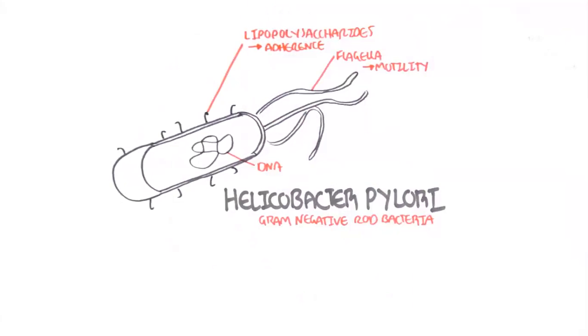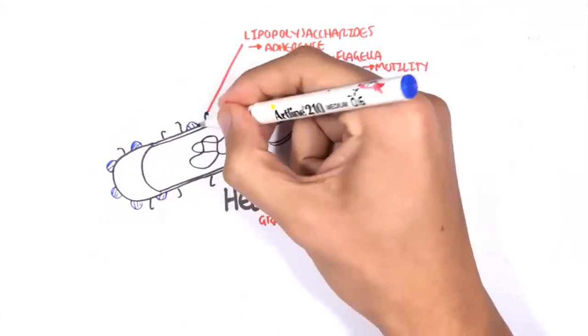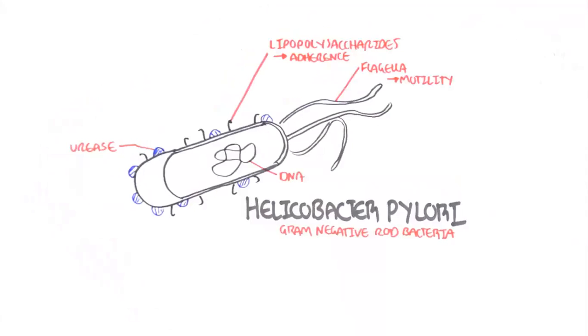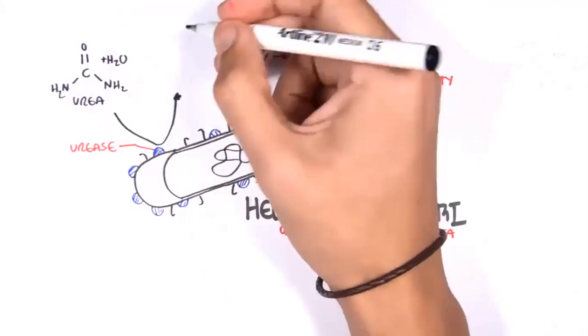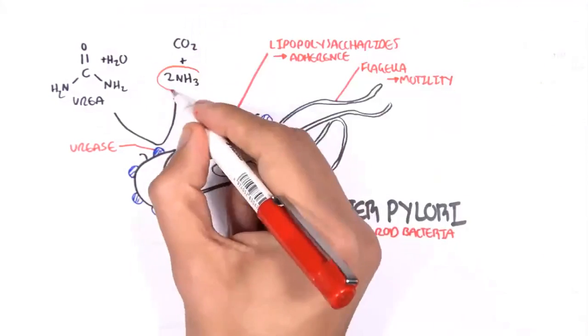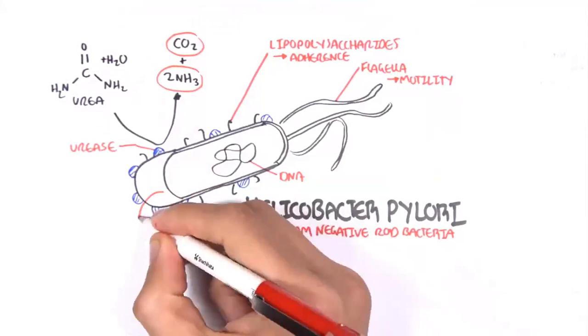It also has a urease enzyme present on its surface, which converts the urea present in the stomach, in presence of water, into CO2, that is carbon dioxide, and ammonia. So here you are watching the breakdown of urea in presence of water into CO2 and ammonia, which is basic in nature and provides a basic environment to the bacteria, in which it stays viable in the acidic environment of the stomach.